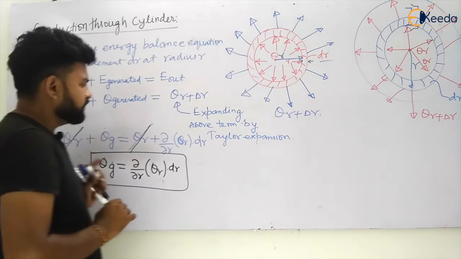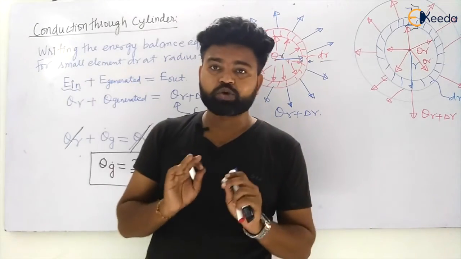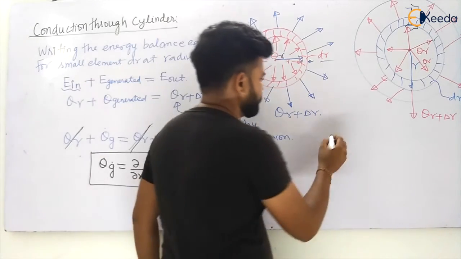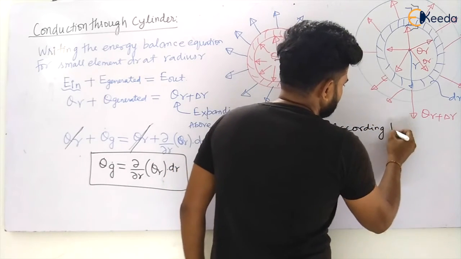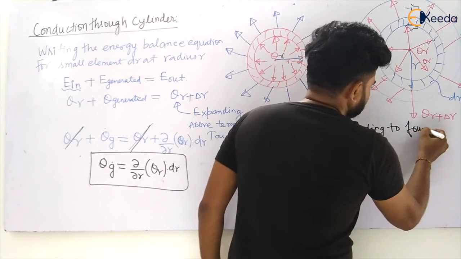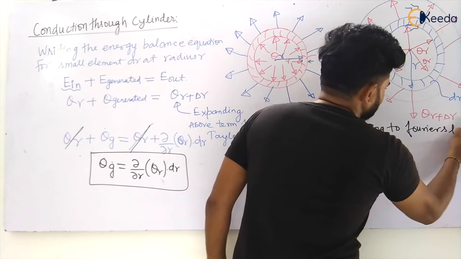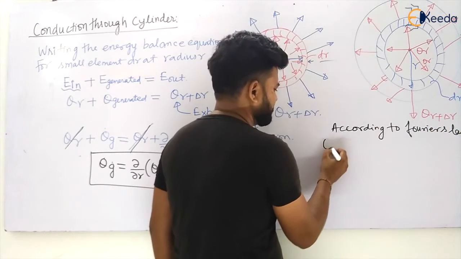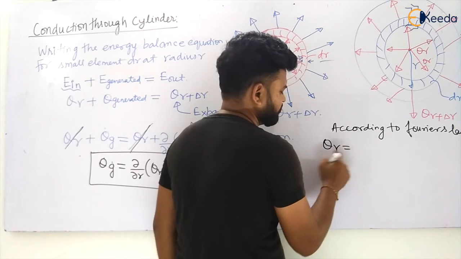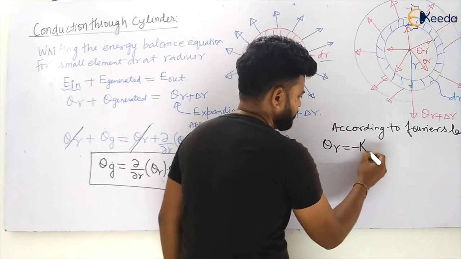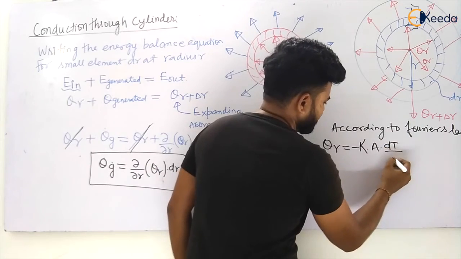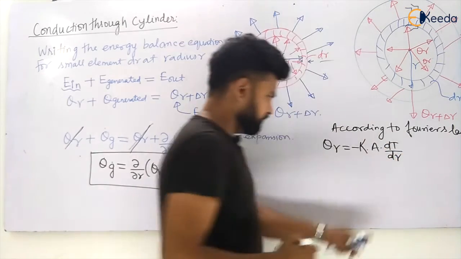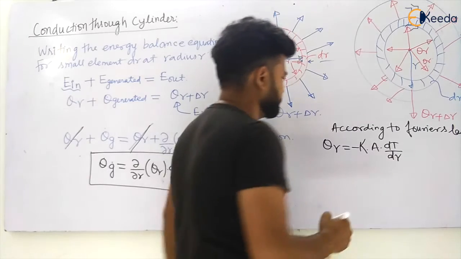Now let us put the values of Qg and Qr. So according to Fourier's law, my dear students, what will be the heat transfer? Because this is the radial direction, it will be given by minus k into area into dT by dr. It will not be x now, so this will be dT by dr.